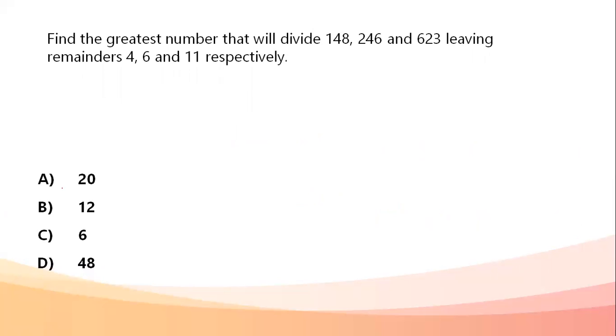Find the greatest number which will divide 148, 246, 623, leaving remainders 4, 6, 11 respectively. Okay. So we need to find the number that will divide the given numbers, leaving a particular remainder. That is our objective. The statement simply means we need to find out the HCF.